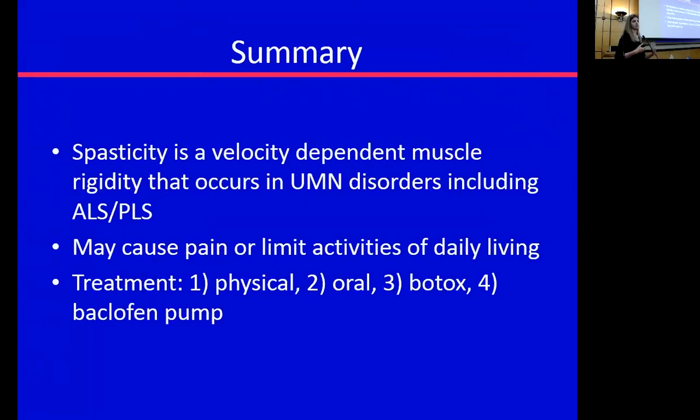So basically, in summary, spasticity is a velocity-dependent increase in muscle tone that's part of the upper motor neuron syndrome. It may cause pain or limit functioning, and it's usually treated by prevention, including physical stretching and serial casting, and oral medications, particularly Baclofen, Tizanidine, and sometimes dantrolene. The Baclofen Pump can also be considered for a more generalized approach, and Botox for very focal spasticity. And that is the end.